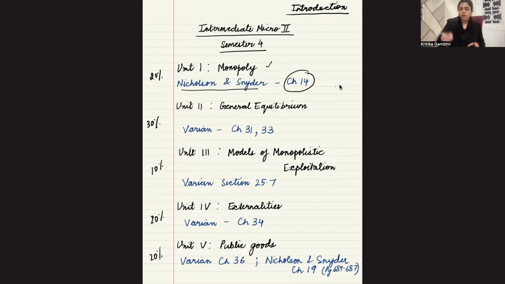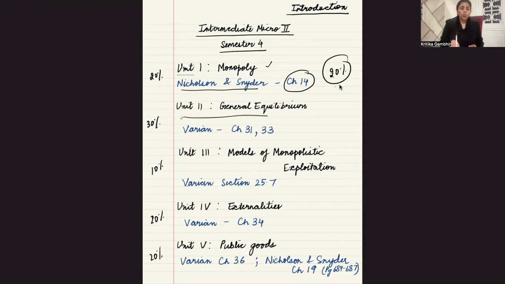It is chapter number 14, just one chapter, although a very lengthy and very interesting one, but not that technical as compared to semester 3. So what is the weightage of this? This is just 20%, fairly divided.